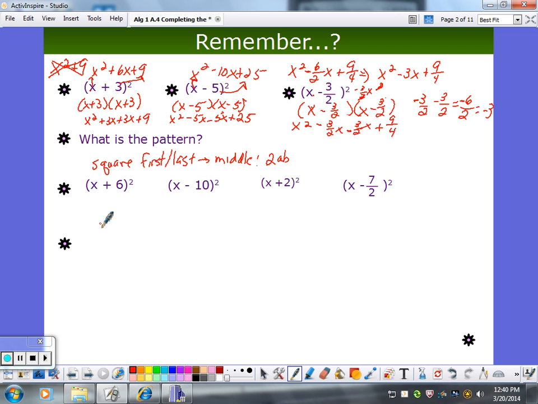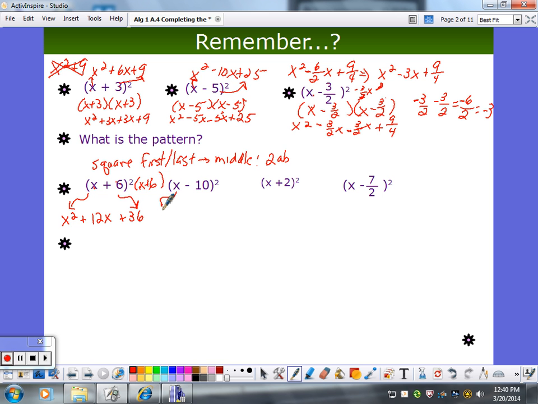So let's see if we can do this now a little bit faster. Square the first and square the last. Always going to be a plus here, right? Now what's my rule here? This times this times 2. What do you get? 6 times x times 2. Why is it times 2? Let's think about that again. Because you got an x times 6 here and a 6 times x here. So a 6x plus a 6x. You've got two of them.